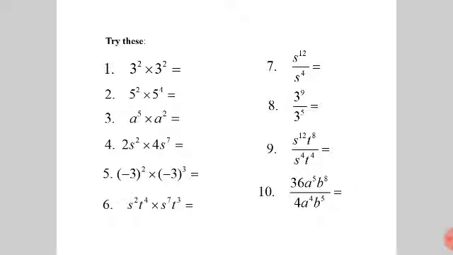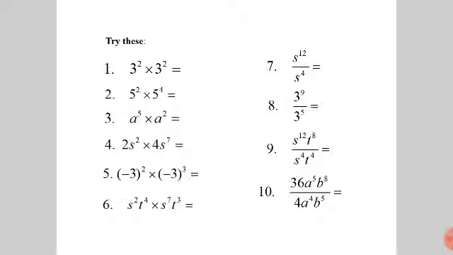s power 12 t power 8 divided by s power 4 t power 4. Divided means subtracted. So take a common base. First we take the s, second take the t. s power 12 minus 4, t power 8 minus 4. 12 minus 4 is 8, s power 8. 8 minus 4, very good, 4. t power 4. So s power 8, t power 4.